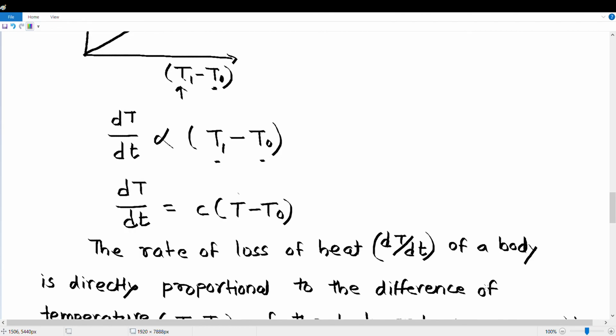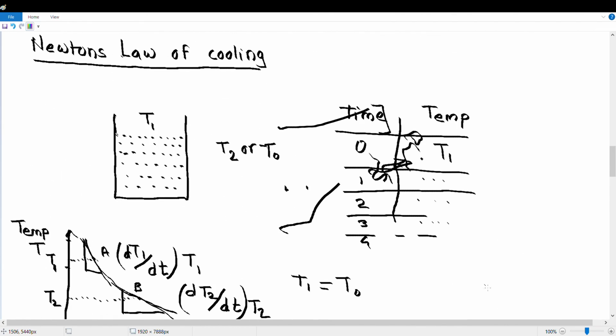So this is about Newton's law of cooling. What do we have in this experiment? We have the calorimeter. This calorimeter has a lid, and through this lid we immerse a thermometer which records the temperature, and at the same time with the help of a stopwatch we measure the time. So this is all about Newton's law of cooling. Thank you.